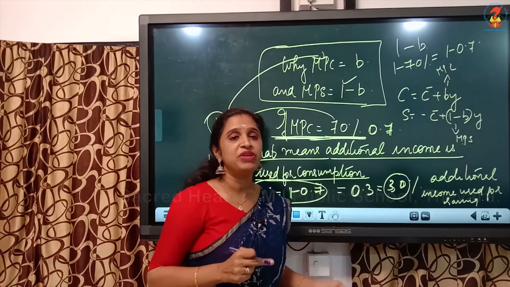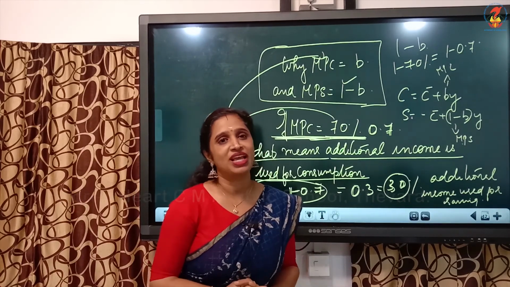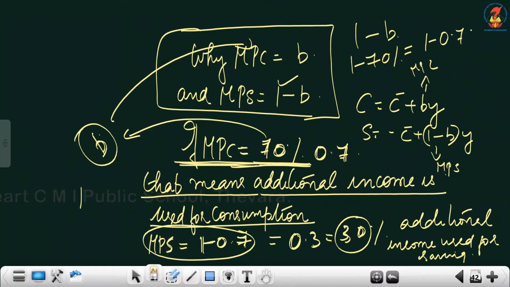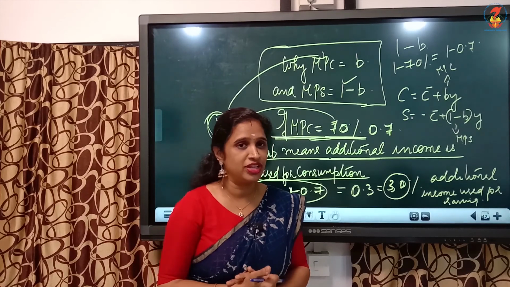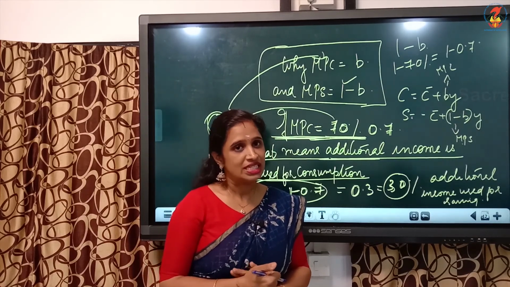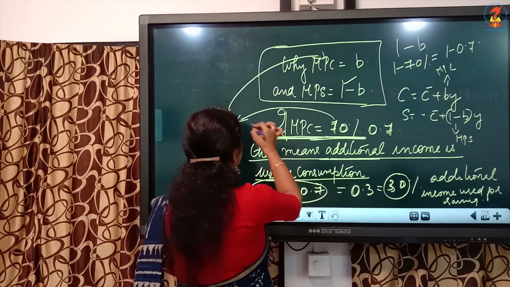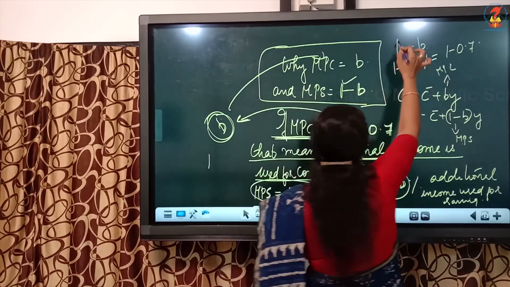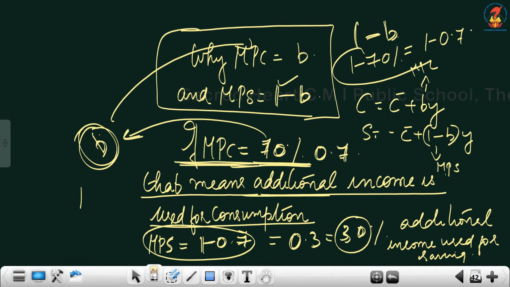Why do we denote B as MPC and 1 minus B as MPS? Once again I will tell you, if MPC is equal to 70%, that means B is 70%. It means with every increase in the income, 70% is used for consumption. So definitely 30% of the income should be used for saving, isn't it? Therefore, as B is equal to MPC, 1 minus B is MPS. Therefore, I have written 1 minus B as 1 minus 70%, that is 1 minus 0.7.